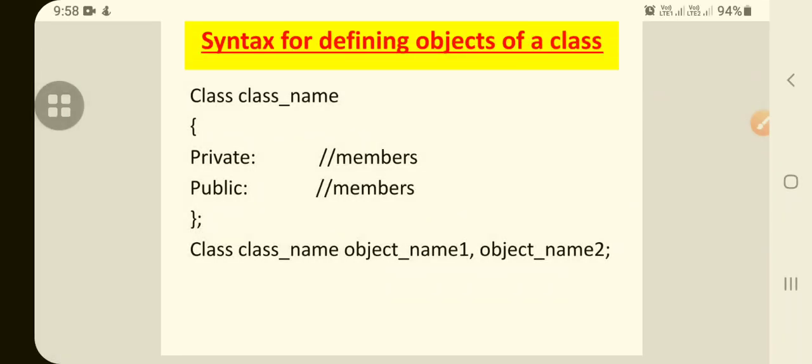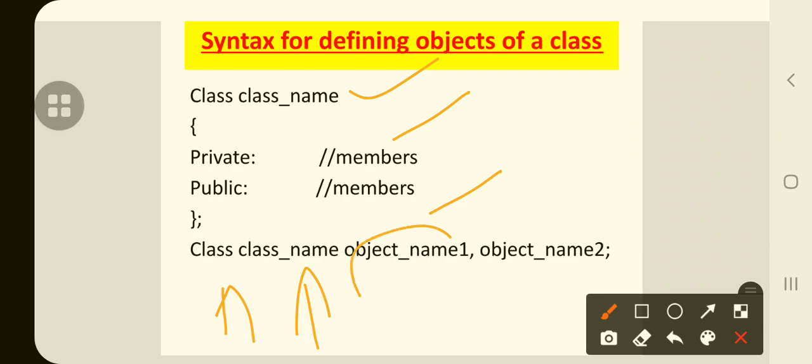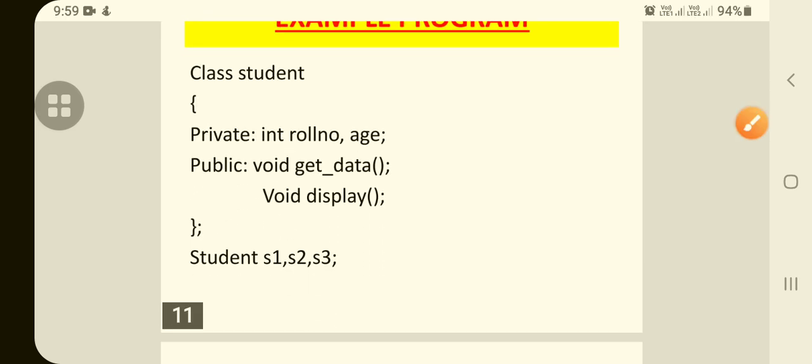See, now the class keyword will be followed by the class name, and within the curly braces we will have the private members and public members. Is it right? So that is, data members will be there. Those data members will be accessed through objects like this: the class name and then the object name, comma, object name two. So we will understand this better with the following example.